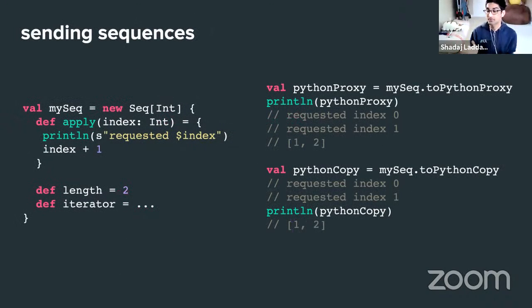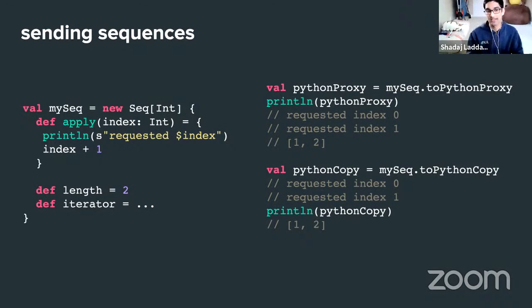Next, we also support sequences. ScalaPy supports the automatic conversions of Scala sequences into Python values. We have two different APIs for these to support two different types of semantics. First, we have toPythonProxy, which creates a very thin layer and results in semantics that when Python requests an element, that value will be grabbed from the sequence on demand.